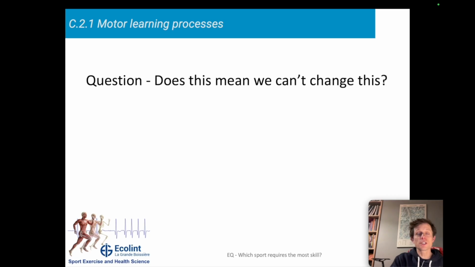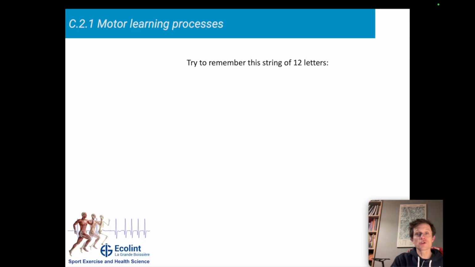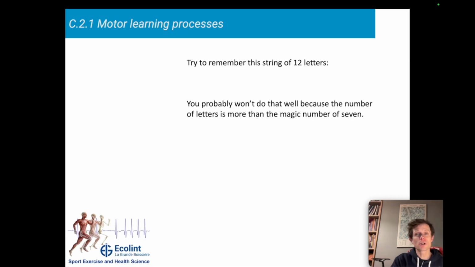So does this mean that we can't change the characteristics of our memory? Well, no, like most things, our ability to remember can be improved through practice. Or we can develop a strategy. As an example, then, what I'd like you to do is try and remember this string of 12 letters. Okay, now you've committed them to memory, what I'd like you to do is repeat the string of 12 letters in order. Some of you might be struggling to do this because it's more than that magic number of 7 plus or minus 2 pieces of information that Miller suggests is the limit of our short-term memory.